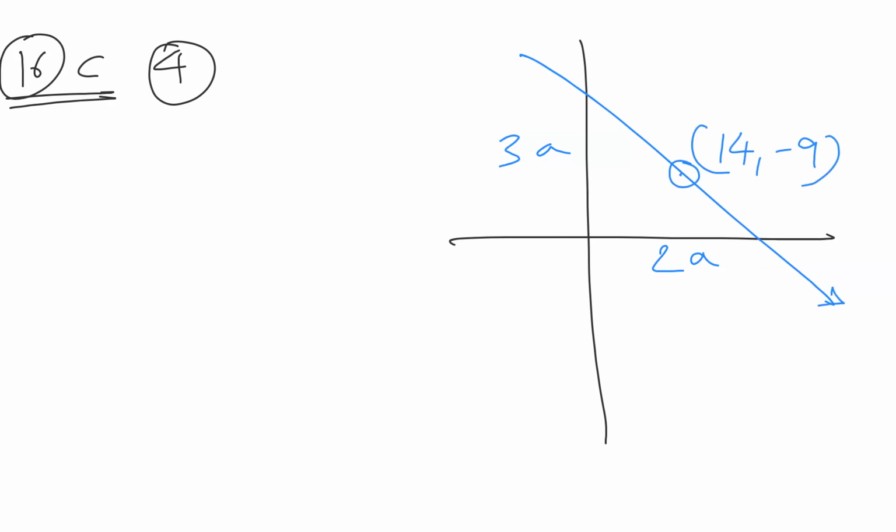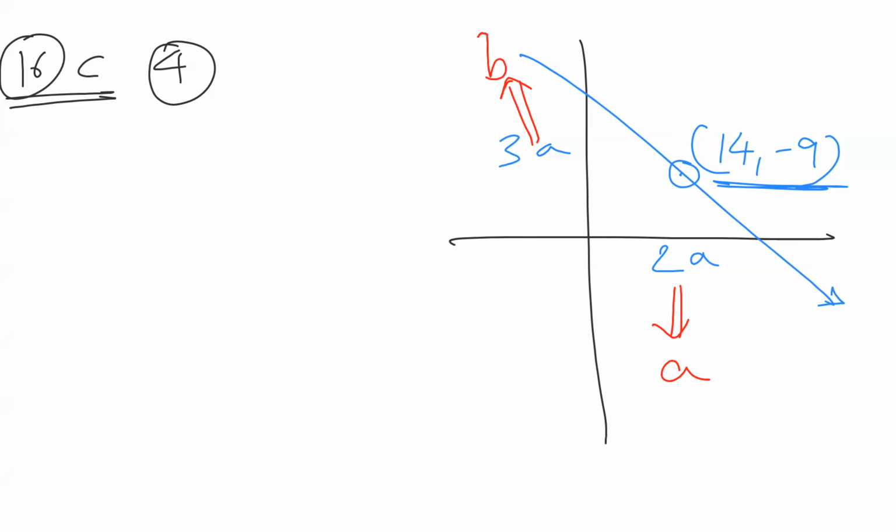Now see, ideally (14, -9) will lie in the fourth quadrant, that we all know, but I'm just making this as a rough diagram, so that's fine if we consider it in the first quadrant. We know it is in the fourth quadrant, but just for the sake of drawing the diagram, I have done this. So 2a is nothing but the x-intercept and 3a is nothing but the y-intercept, that is b.